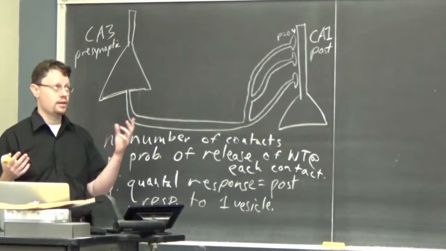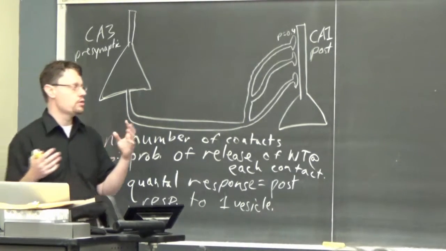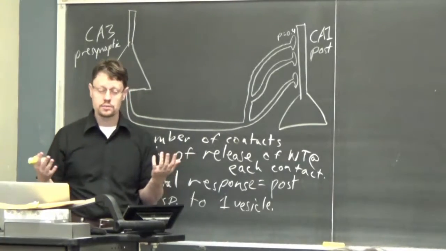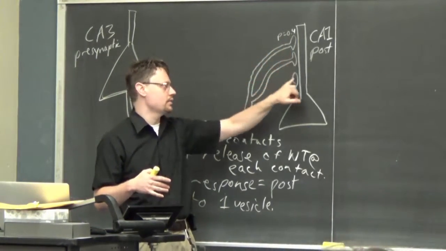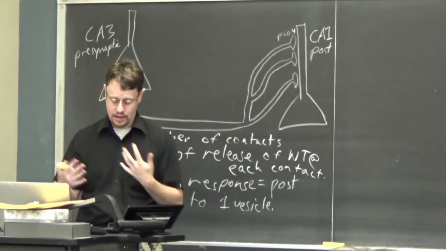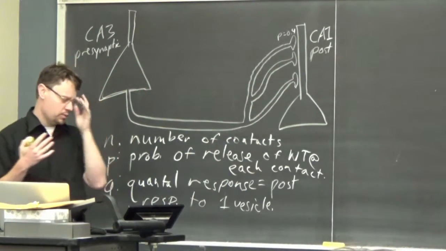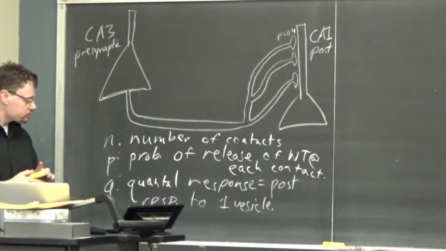It would be 0.4 to the third, or you could have none of them release, which would be 0.6 to the third, or you could have maybe this one releases and this one releases and that one doesn't, or whatever. It could be any sort of combination of those. And that was part of what you worked out on the homework assignment as well.